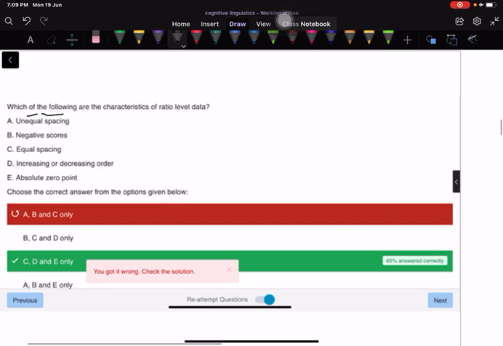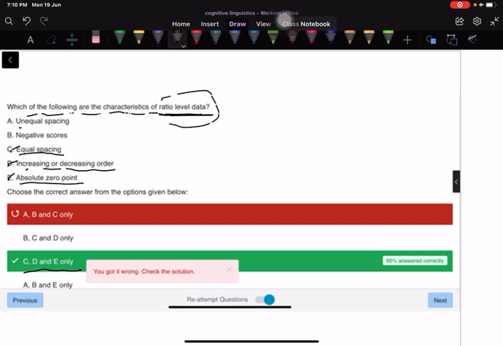Next, which of the following are the characteristics of ratio level data? So that's C, D, and E: equal spacing, increasing or decreasing order, and absolute zero point. Ratio level data.